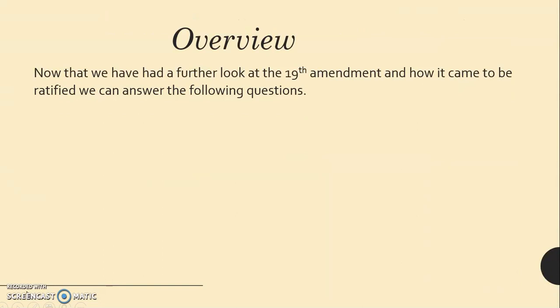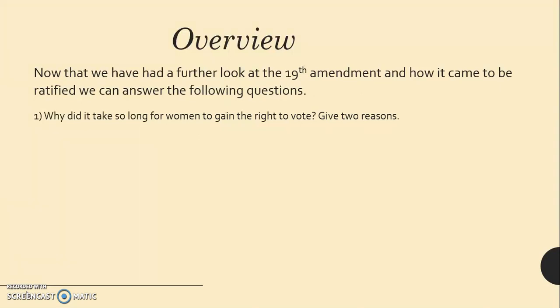Now that we've had a further look at the 19th Amendment and how it was ratified and the whole movement that it took in order for this amendment to be added to the Constitution, we're going to answer the following questions. One being, why did it take so long for women to gain the right to vote? Pause this video and give your 2 reasons, and when we come back, we'll discuss 2 big ones.